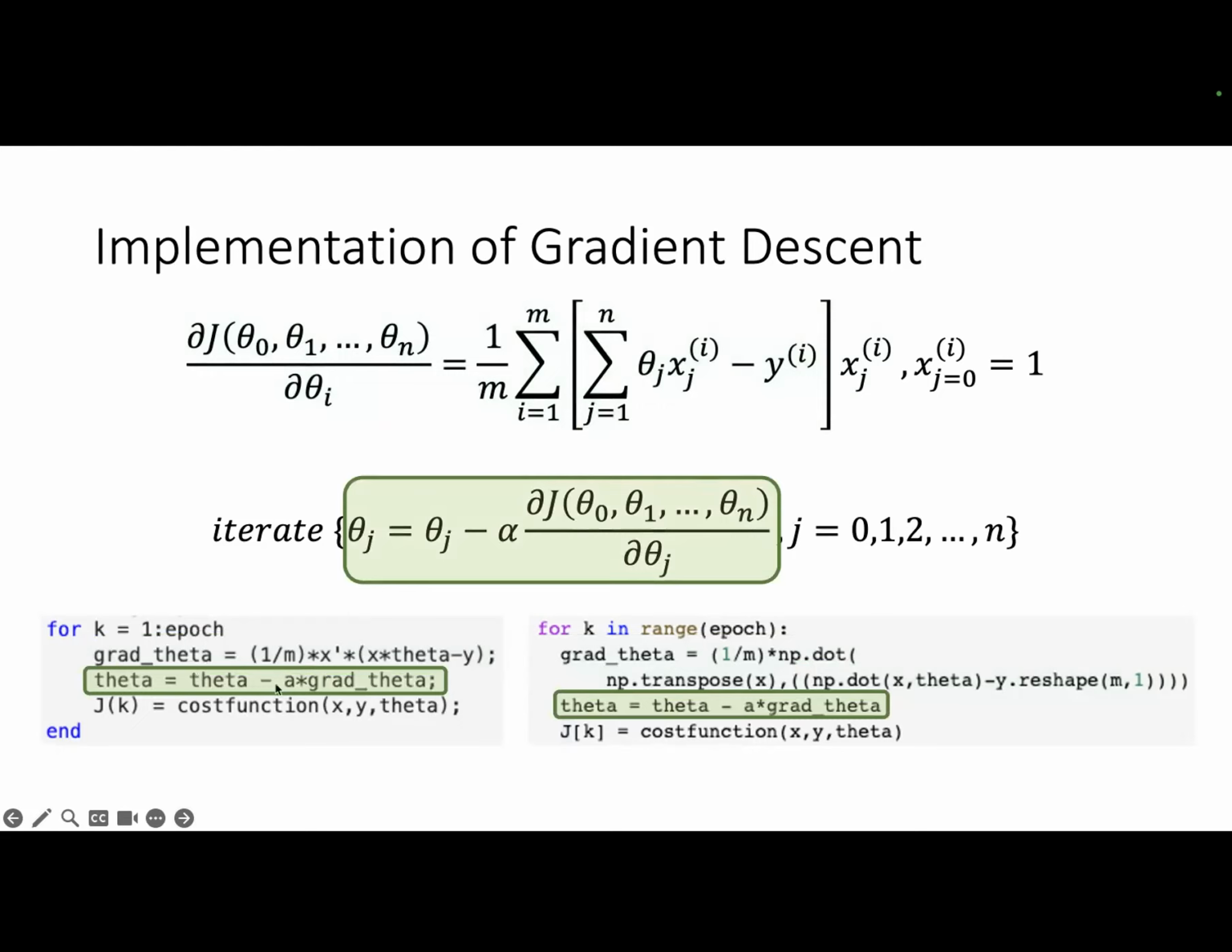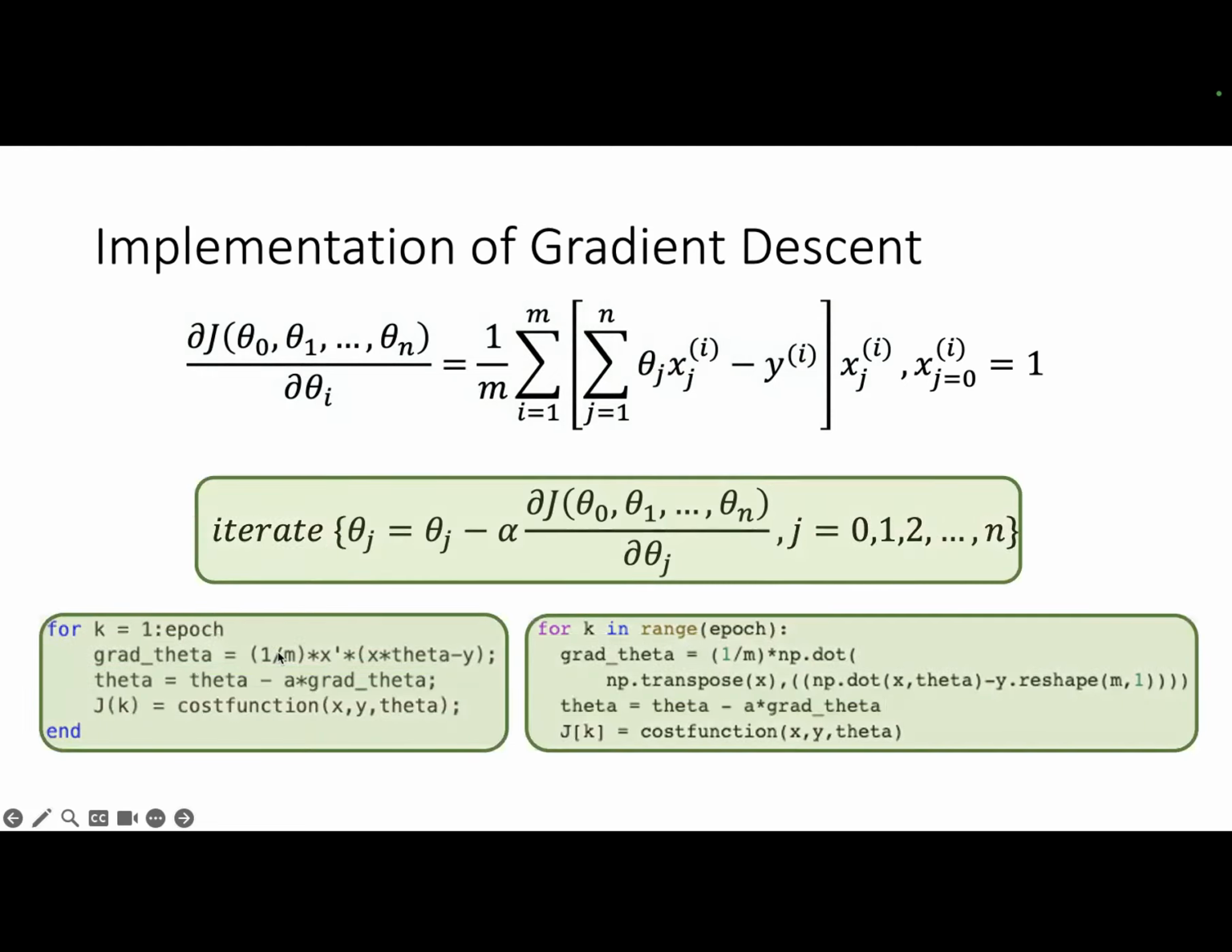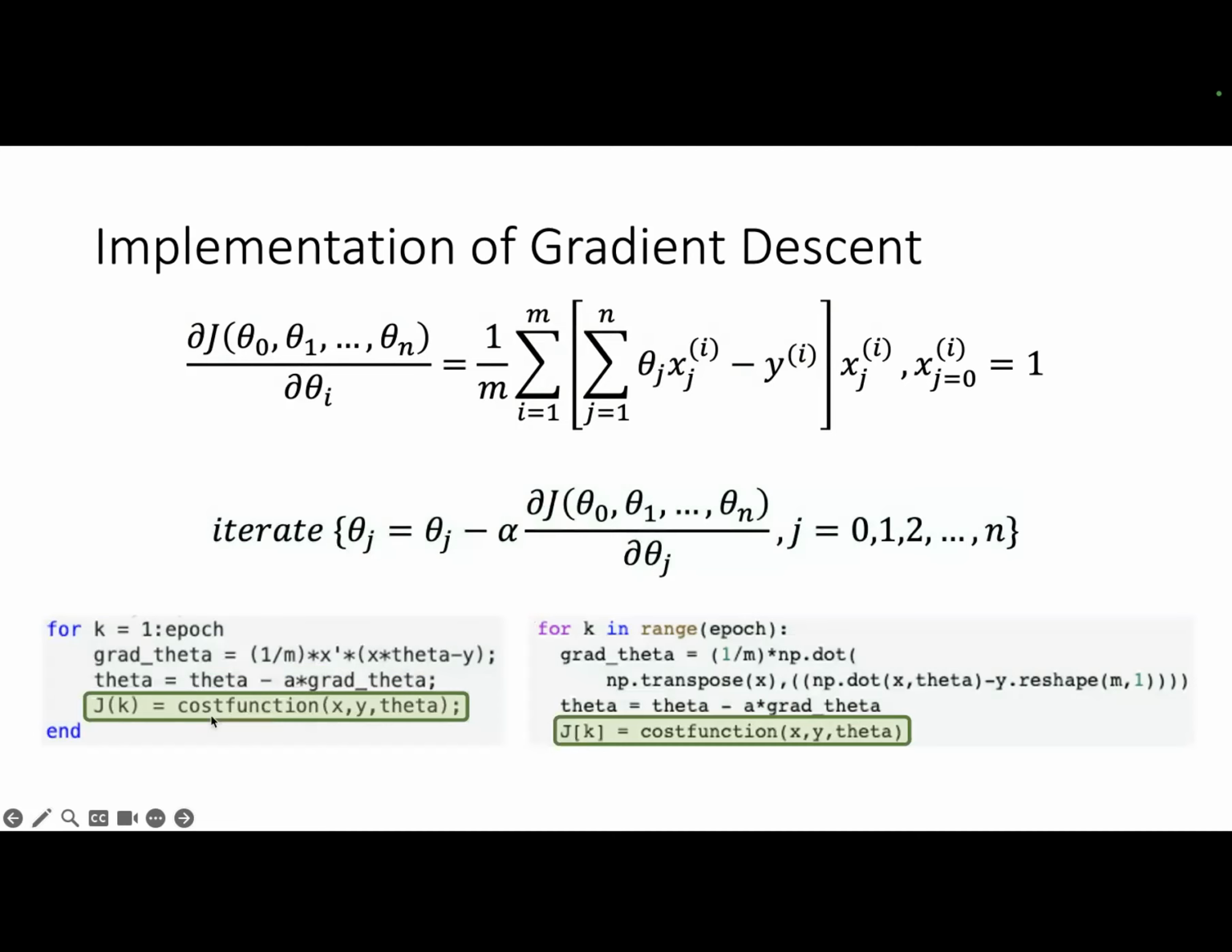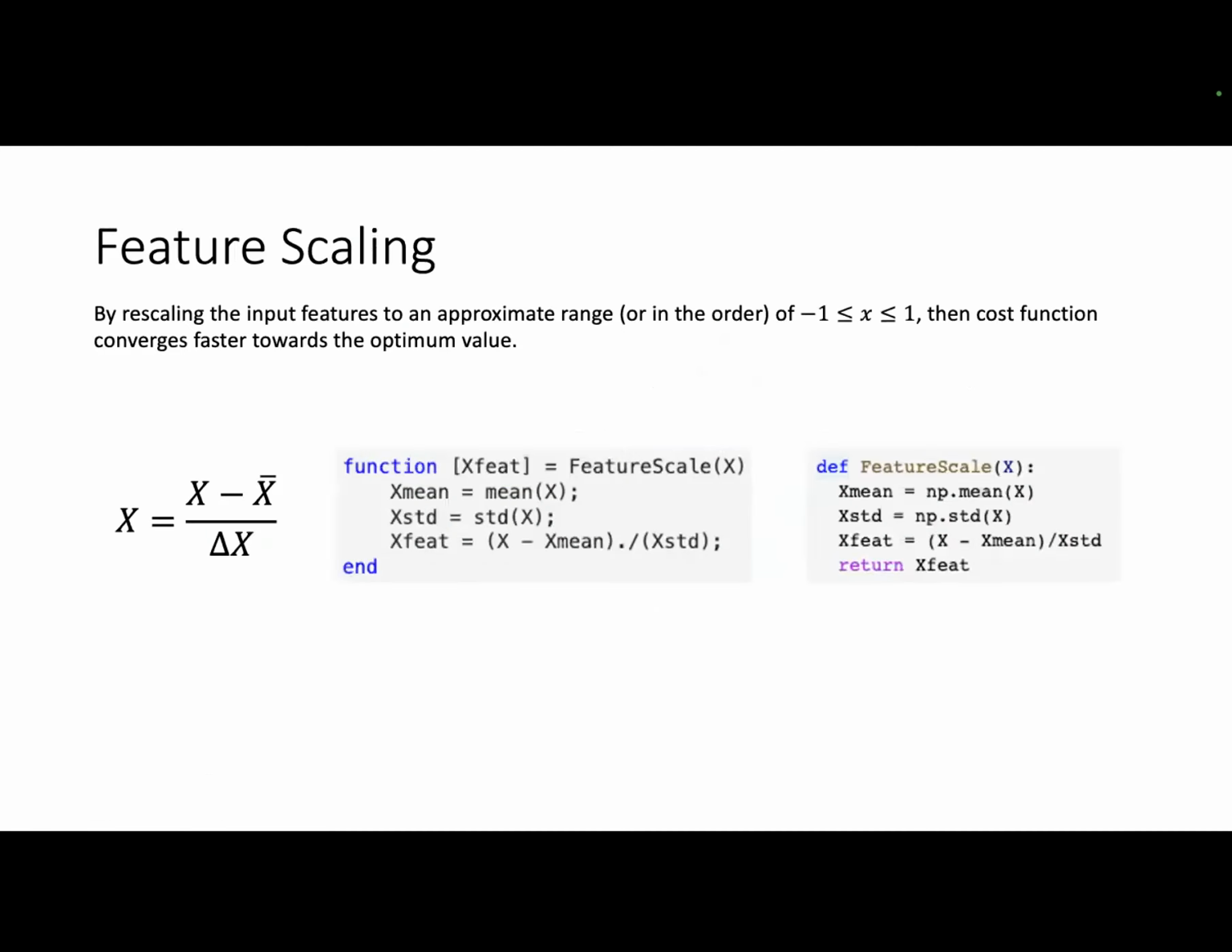Yung A dito is the learning rate. And, syempre, gagamitin natin ngayon yung theta. Ipapasok natin ngayon yung theta dun sa cost function. Okay, so gagawin natin to for many epochs hanggang sa ma-minimize yung cost function. So, essentially, ito na yung paraan ng pag-implement ng gradient descent. Now there's one more thing before I show you yung MATLAB code.